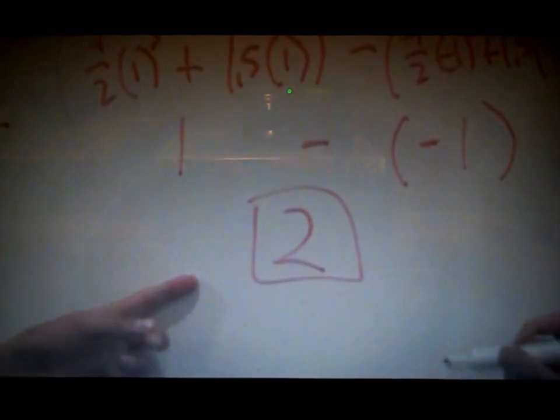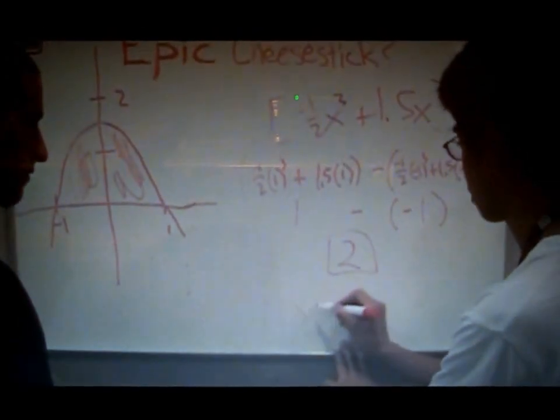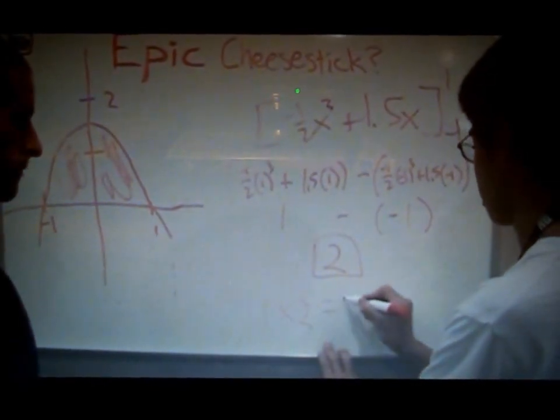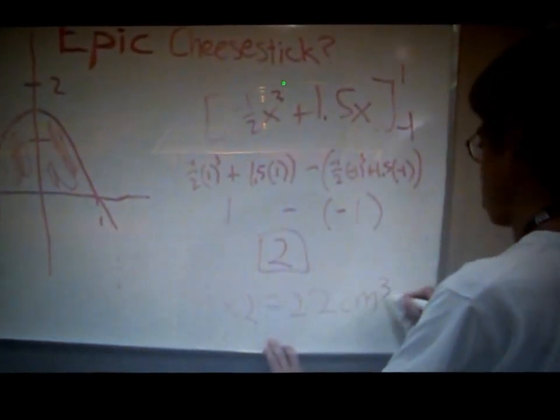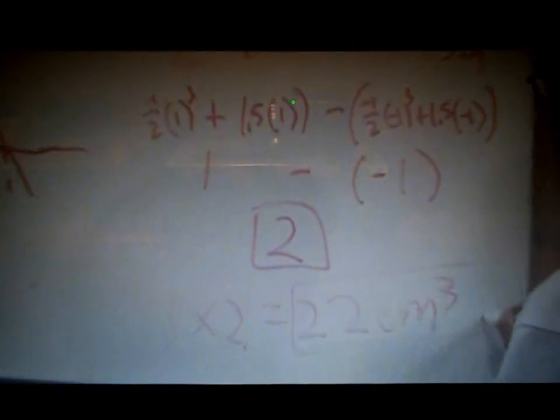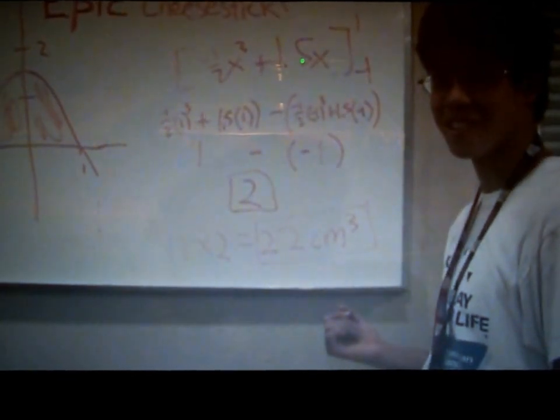And now that you found the area of this, we need to multiply that by 11, which is the length of our cheese stick, which simply comes out to 22. So the total volume of one of our cheese sticks is 22 centimeters cubed. Ta-da. We solved that swifter than Sir Isaac Newton.